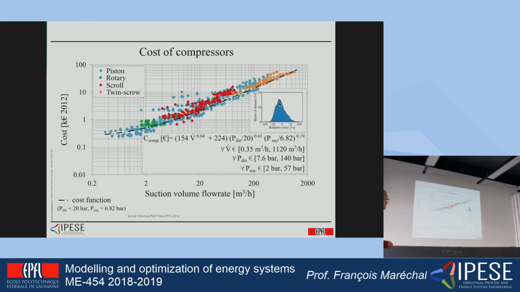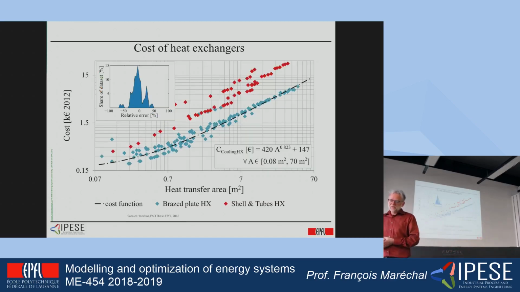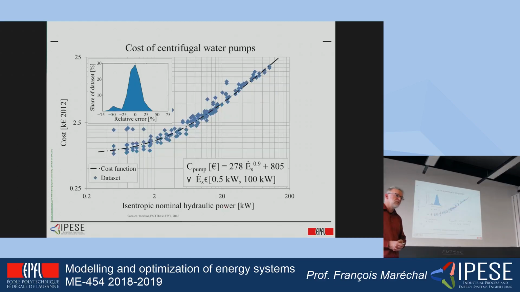You can see that there is some dispersion here, especially because we are talking about logarithmic scales. But nevertheless, it fits quite well, and we can use this within a 20% error to estimate the cost of the compressor. And we have the same for the heat exchangers, and the same for the pumps. It means that now you have nice formulas that allow you to estimate the cost of the main equipment that we need.